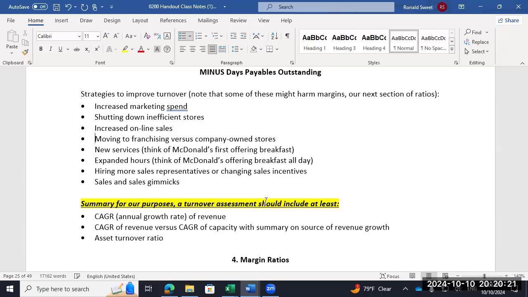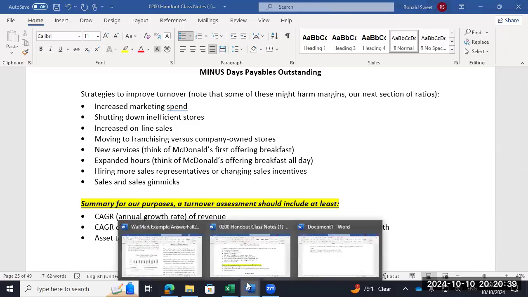All right. So for our purposes, we're going to do the easiest one, which is revenue growth. You just look at the CAGR revenue growth and assess whether it's good or not. And then the more complicated one is this capacity versus turnover. And then an easy one, which is this asset turnover. All right. So let's look at Walmart.